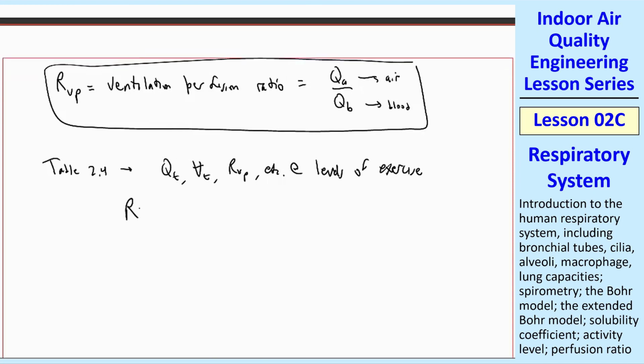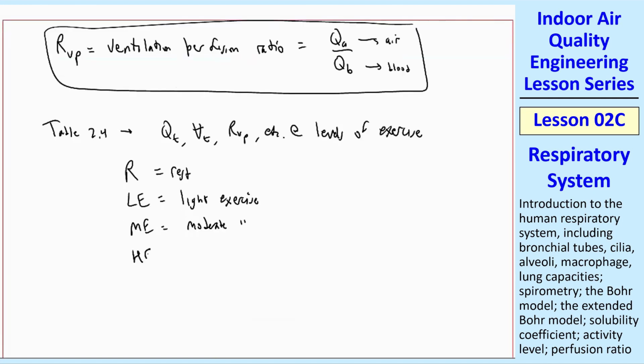There are 4 primary levels of exercise. R is just when you're at rest. LE is light exercise, so like walking around. ME would be moderate exercise, so you're doing something a little more physical. And then heavy exercise would be something like running or swimming or something like that.